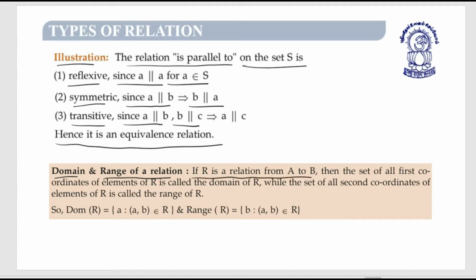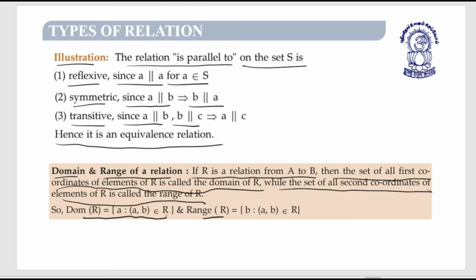If R is a relation from A to B, then the set of all first coordinates of elements of R is called the domain of R, while the set of all second coordinates of elements of R is called the range of R. First coordinates of elements of R form the domain, and the second coordinates of the elements of R form the range of R. So domain R = {a : (a, b) belongs to R}, and range R = {b : (a, b) belongs to R}.